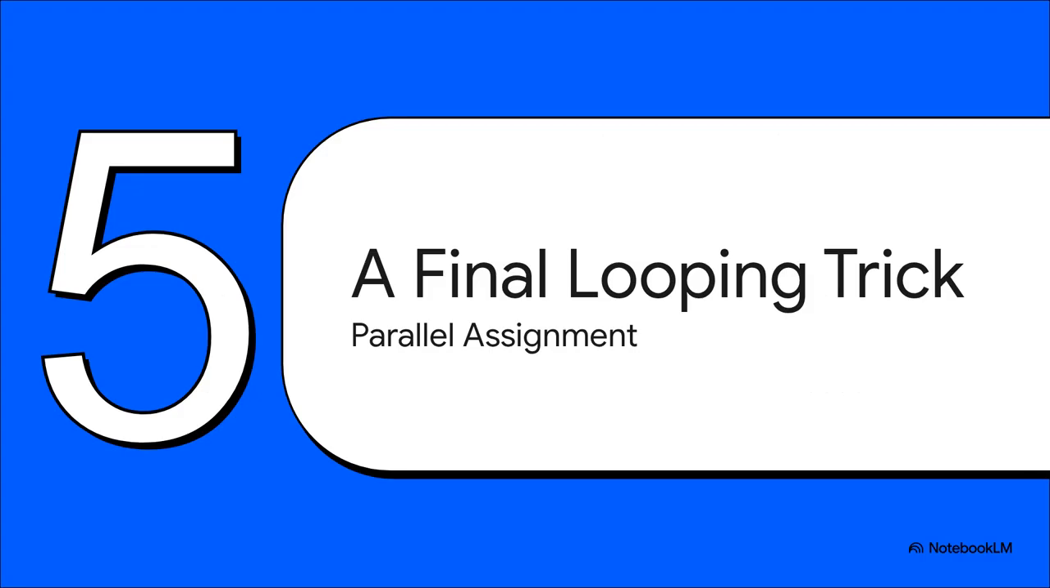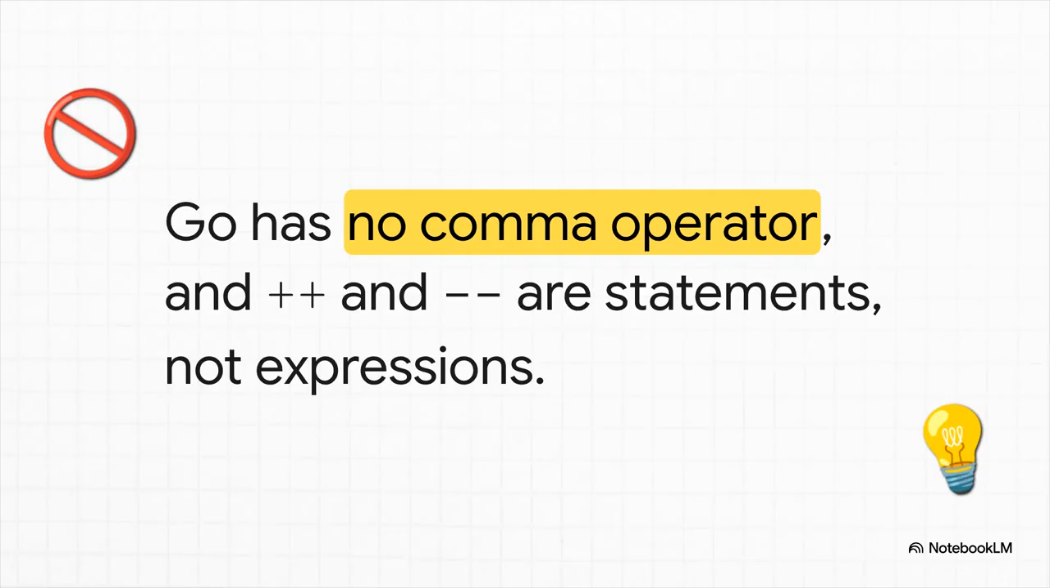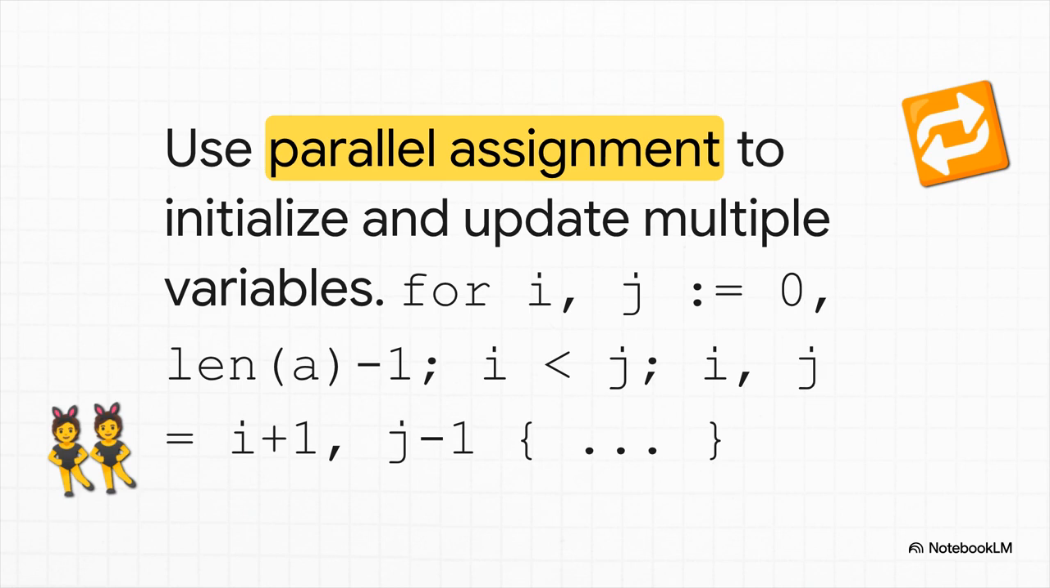We're almost at the end, but I've got one final, really slick looping trick to show you. Think of this as a pro tip for those times when you need to juggle multiple variables inside your loop. So why do we even need a trick for this? Well, if you're coming from a language like C, you might be used to using the comma operator to update multiple variables in your loop. But Go doesn't have that. On top of that, the increment and decrement operators, plus plus and minus minus, are statements in Go, not expressions, which means you can't chain them together on one line like i++, j--. Go's solution is just so much cleaner.